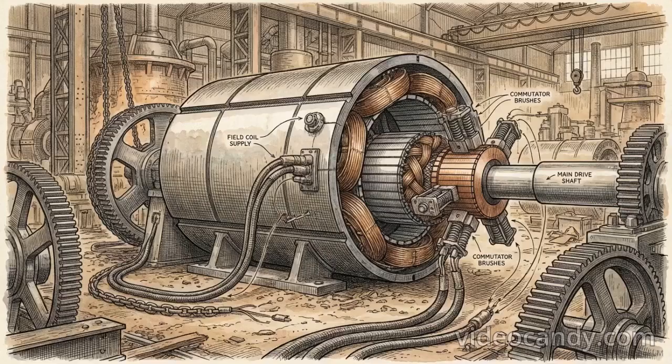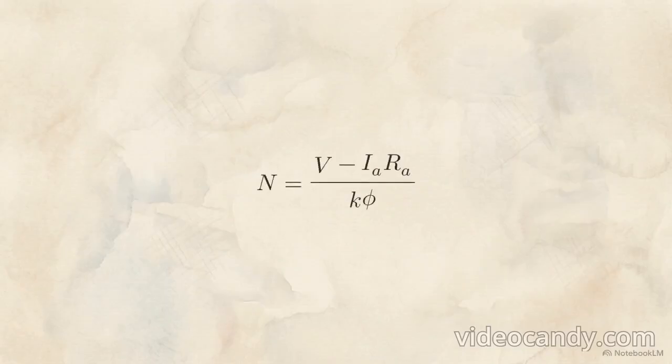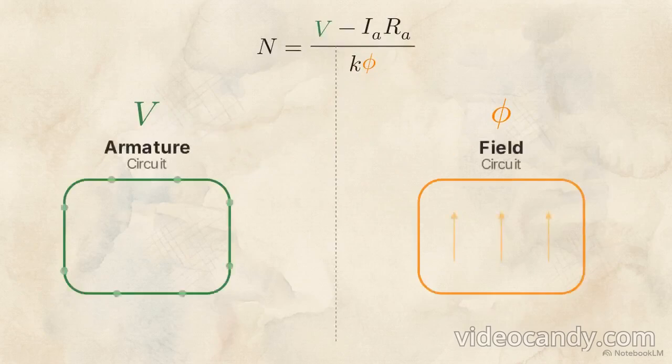wildly different mechanical profiles. For over a century, the standard solution to this problem was the direct current, or DC motor. It dominated heavy industry because of its orthogonal, fully decoupled magnetic architecture. This is the governing equation for DC motor speed. Speed, N, is determined by the voltage supplied to the armature, minus the internal voltage drop, all divided by a constant times the field flux. For an engineer, this equation reveals exactly two levers to pull: armature voltage, V, and field flux, phi.